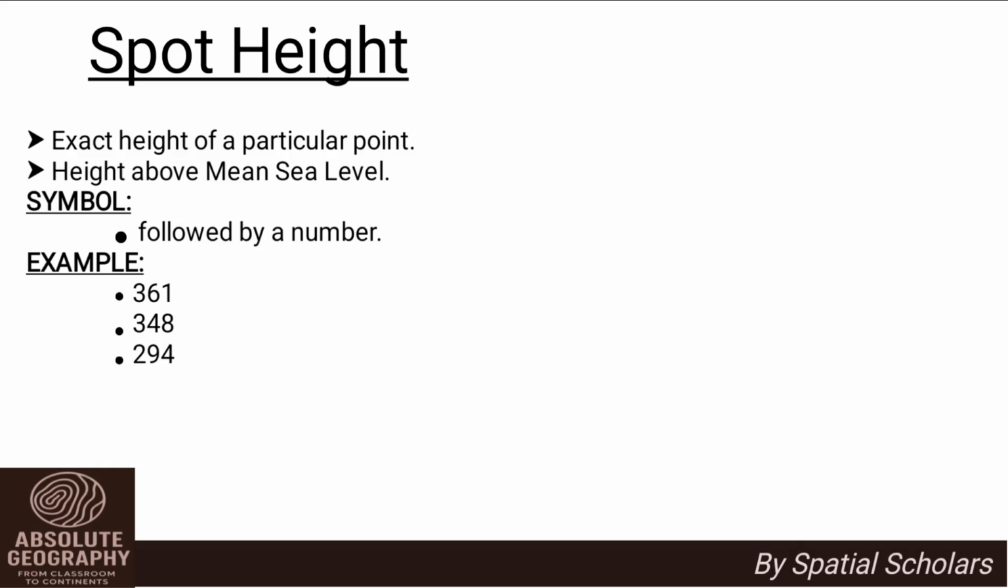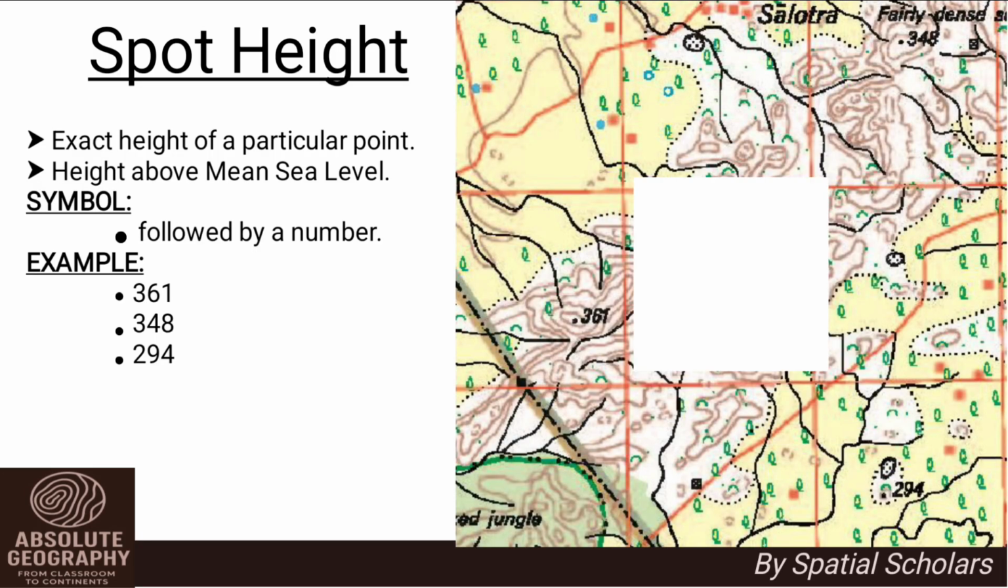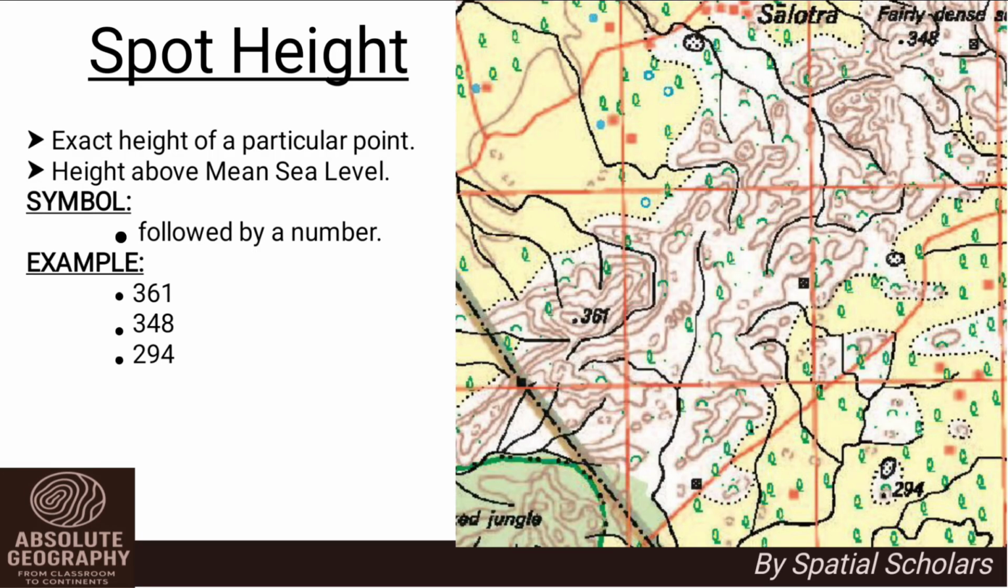Let's start with spot height. Spot height shows the exact height of a particular point above mean sea level. It is represented by a small dot followed by a number. For example, dot 361 means the point is 361 meters above mean sea level. Spot height gives the exact height of that specific location.